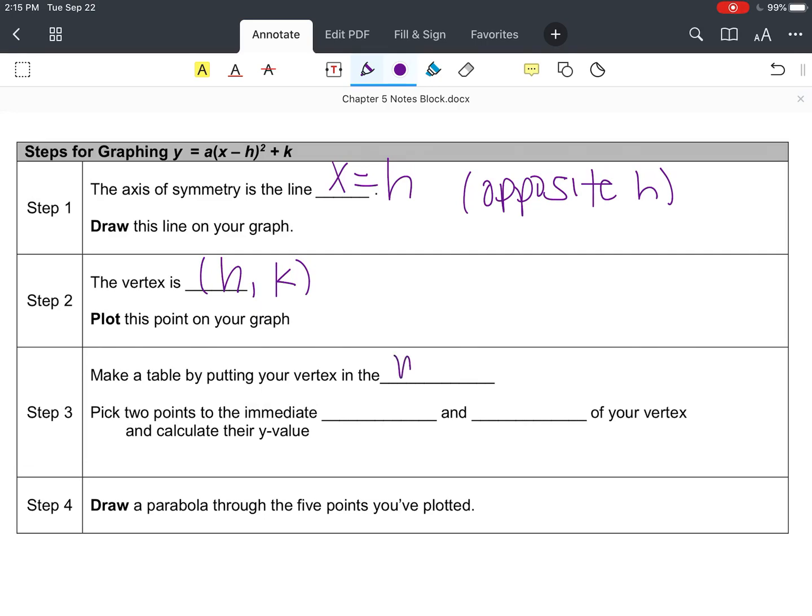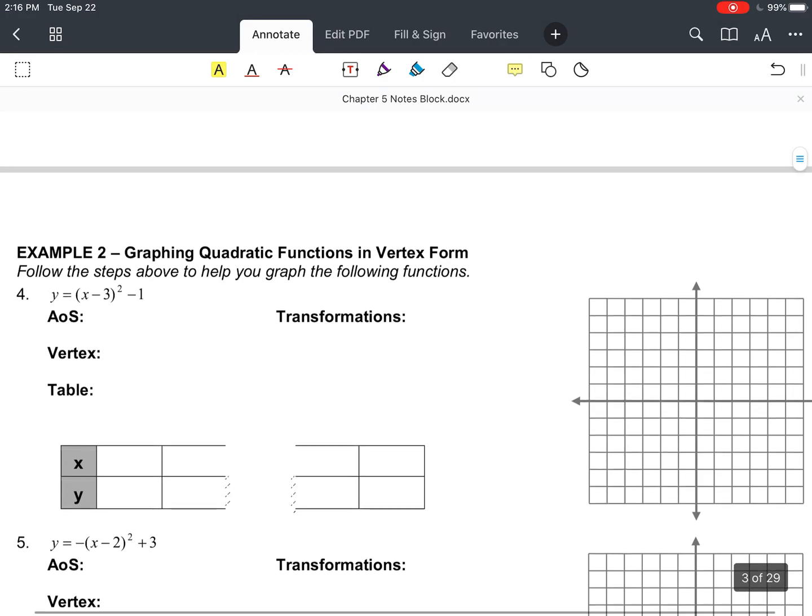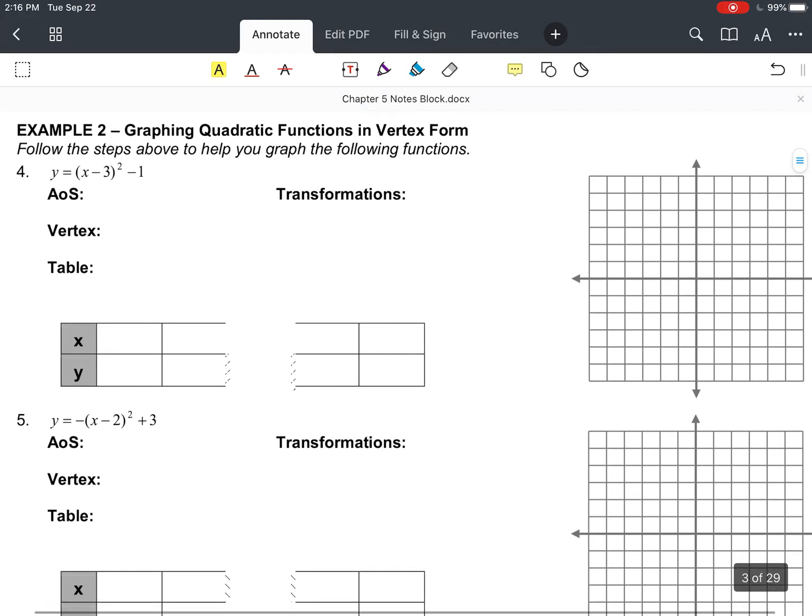You're going to make a table. You're going to put the vertex in the middle of your table. That makes it nice and easy to choose your points. So you're not just going to choose any points. You're going to choose x values immediately to the left and to the right of your vertex. That way we know we're getting the full picture, the full parabola in our graph. It should be symmetrical on the left and the right because of that axis of symmetry. Finally, we're going to plot, connect the dots, and we'll get a U called a parabola.